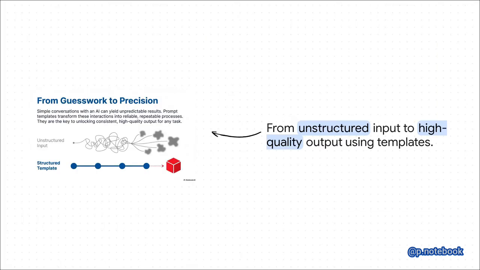You know the feeling, right? You ask an AI for something, and what you get back is, well, wild, unpredictable, or sometimes just flat out wrong. It's so frustrating. And that messy, tangled web you see on the screen, that's basically what an unstructured prompt looks like to an AI. But what if you could turn that chaos into clarity? That's exactly what prompt templates are for. They are the absolute key to getting consistent, high-quality results no matter what you're trying to do.